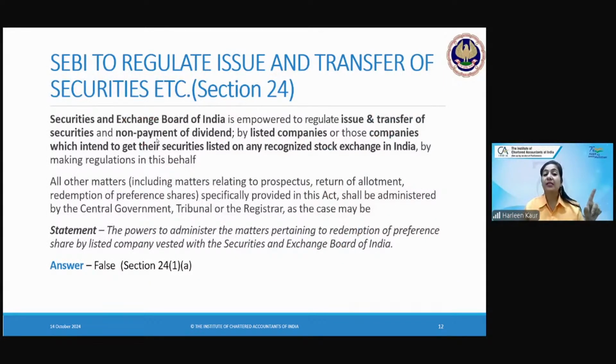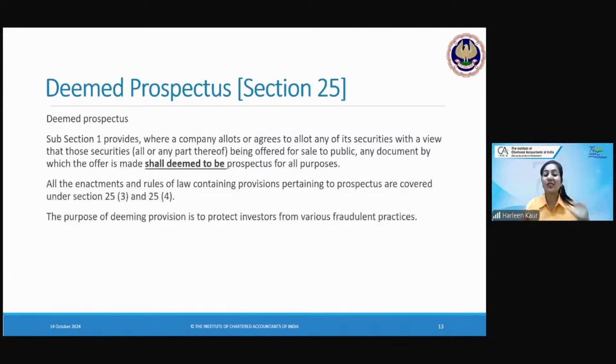Section 24 is about the deemed prospectus. We have already covered deemed prospectus. Section 24 simply tells you that SEBI has to regulate the issue and transfer of securities. Section 25 talks about the deemed prospectus. So what are the two important conditions?